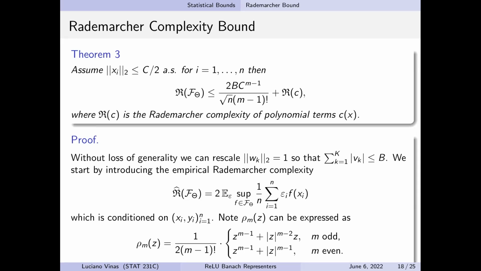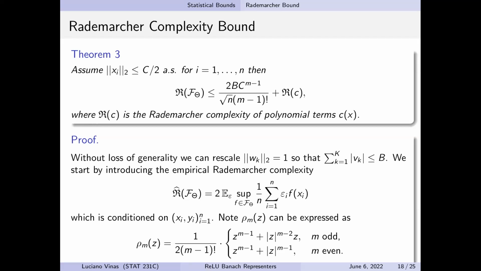Now, after showing that the function space we were looking at is not too restrictive, we care about the Radon Rademacher complexity bound. What we say is that this function space with the bounded weights is upper bounded in terms of 2 B C to the n minus 1, where B was the bound on our weights and C was the bound on our data. Then we have the additive part, which is the Radon Rademacher complexity of the polynomial terms. There's a little bit of something swept under the rug there, as we're not expanding that term even further, but we'll get into maybe why that is and how that can be fixed.